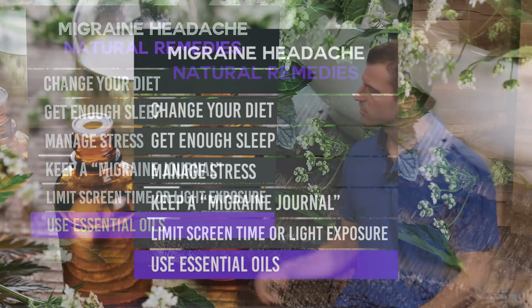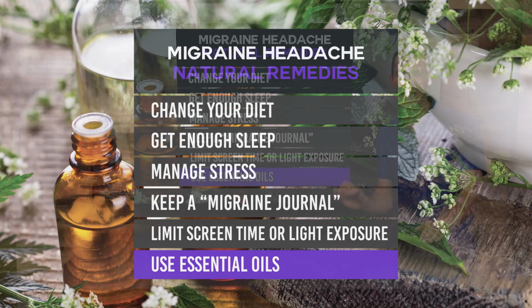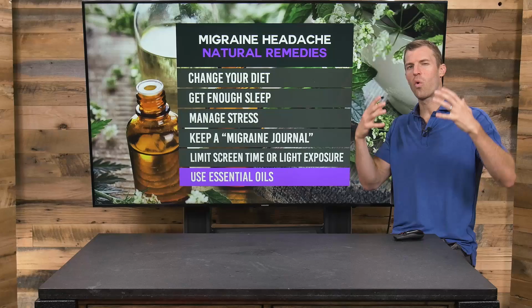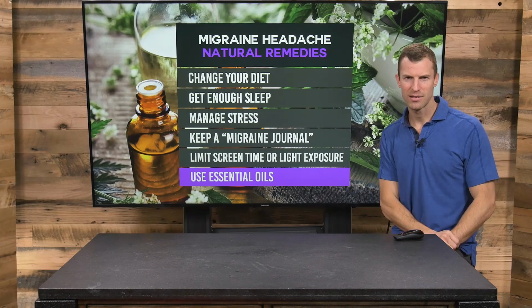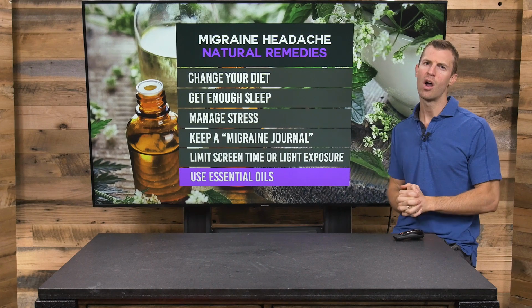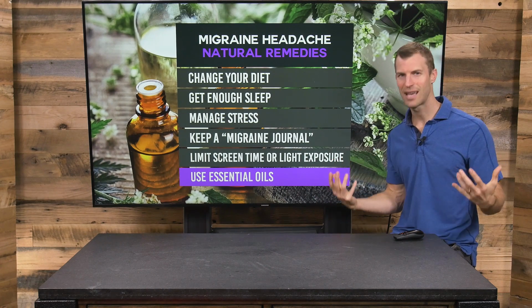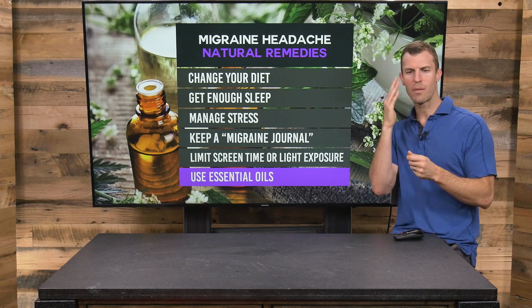Number 6, use essential oils. Essential oils such as lavender, Roman chamomile, ylang ylang, even peppermint. These oils relax the body. Peppermint has more of a numbing effect because of the compound found in it called menthol, whereas lavender, chamomile, and ylang ylang are more relaxing. But with essential oils, you can diffuse them, or you can rub them on your body.